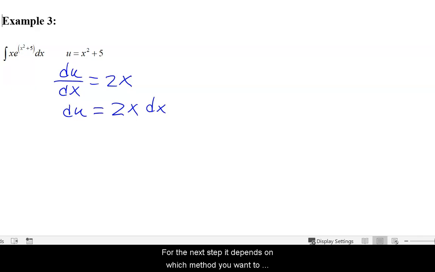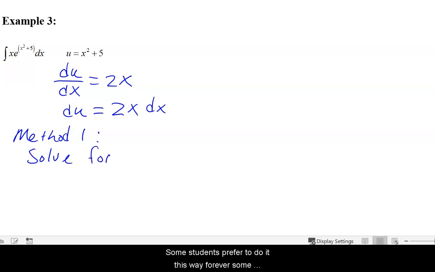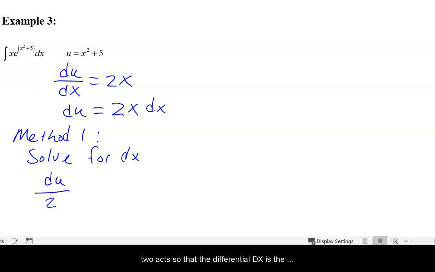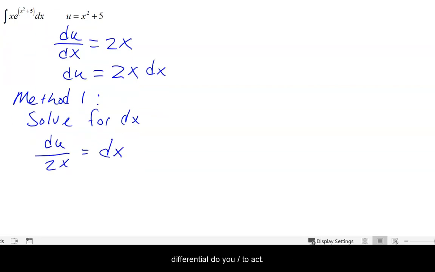For the next step, it depends on which method you want to use. If we use method 1 again, then we would again solve for dx. Some students prefer to do it this way forever. Some students start this way and switch to method 2. Some students move back and forth depending on their mood and the difficulty of the problem. It doesn't matter. Whichever one works, they're both equivalent and correct. Now, if we solve for dx, I would have to divide both sides by 2x, so that the differential dx is the differential du divided by 2x.